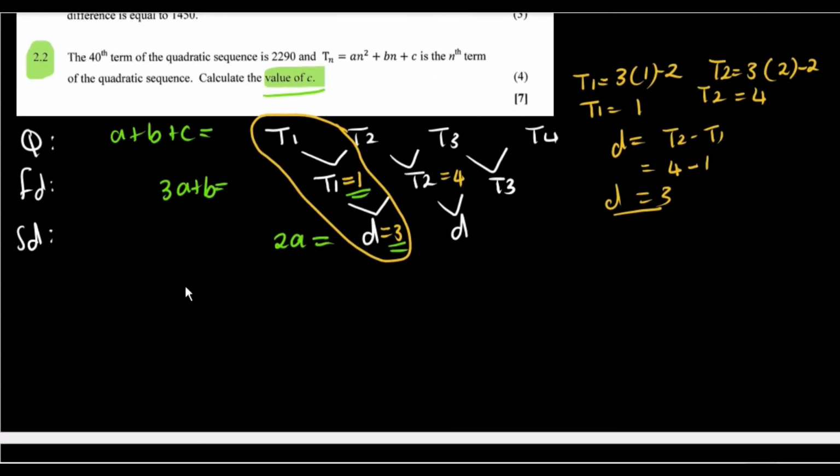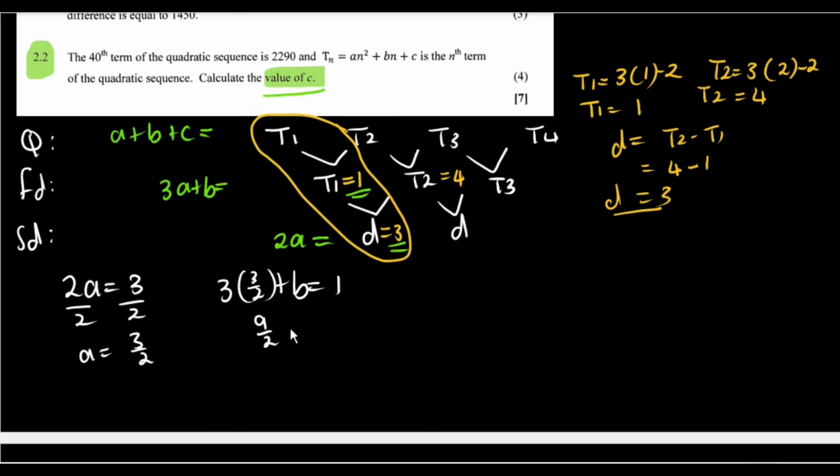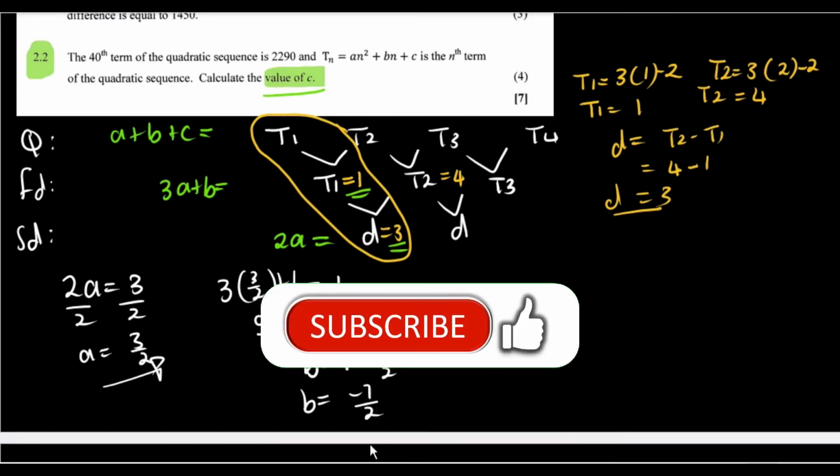So we are just saying 2a is equal to 3. And so if you divide both sides by 2, a is equal to 3 over 2. And then to find b, we can say 3, and in place of a, we're saying 3 over 2, plus b is equal to 1. Then we have 9 over 2 plus b is equal to 1. So b is equal to 1 minus 9 over 2. 1 can be looked at as 2 over 2. So that's 2 minus 9, which is negative 7 over 2. And so we have a and we have b.